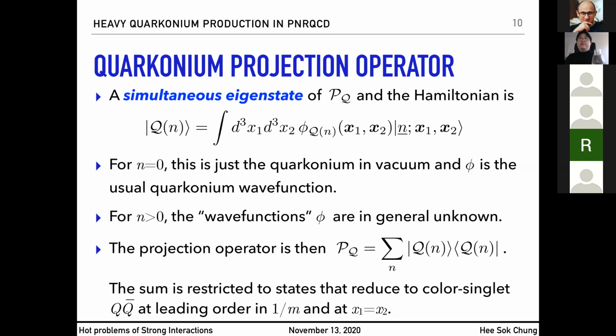eigenstates with different coordinates. For n equals 0, this is just the quarkonium state in vacuum, and so phi is the usual quarkonium wave function. For n larger than 0, for the excited states, the wave functions are in general known. And once we write this state, we can write the projection operator in this simple form. But the sum is restricted to states that reduce to color singlet QQ bar at leading order in 1 over m, that is the static limit, and at x1 equals x2, that is at the origin, so that the QQ bar actually forms a regular quarkonium.